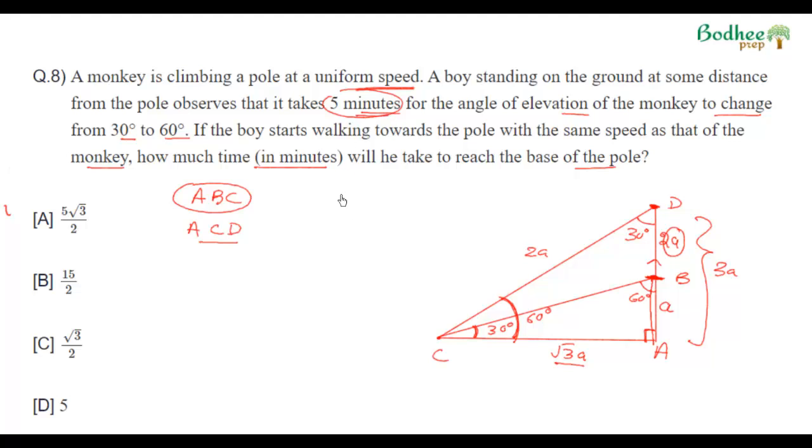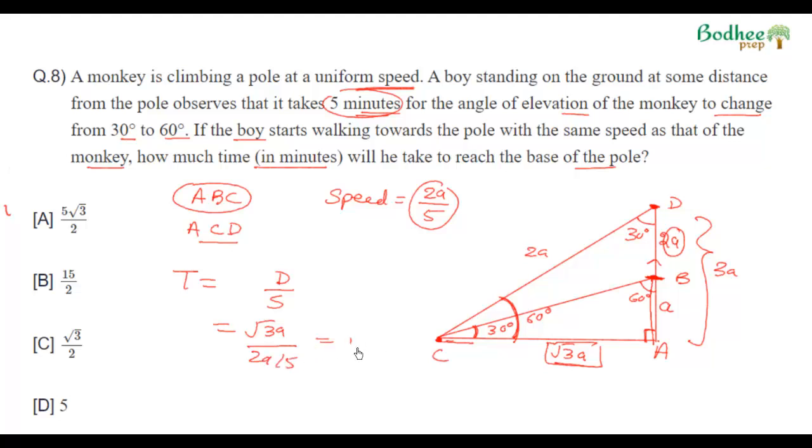So can I say the speed will be distance over time? So this is the speed with which the monkey was moving, and this will be the speed of the boy also. And the boy has to cover this distance from C to A. This is the distance which he has to cover. So obviously the time taken would be what? Distance over speed. So distance is root 3 times A and speed is 2A by 5. So clearly the answer should be root 3 into 5 by 2, or option A.